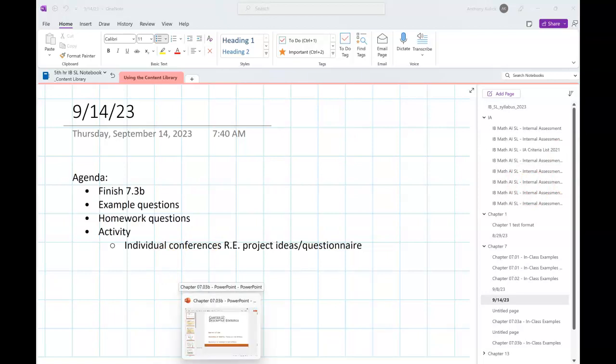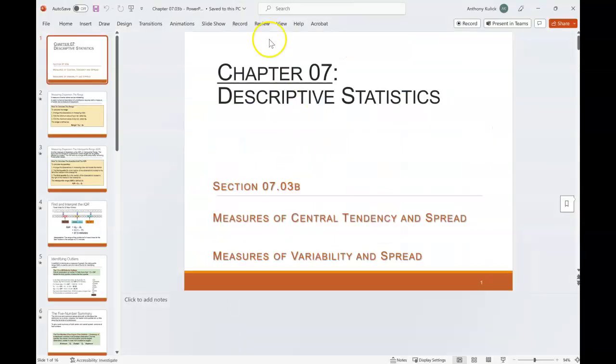Everybody cool with the plan? Yay, plan. All right.